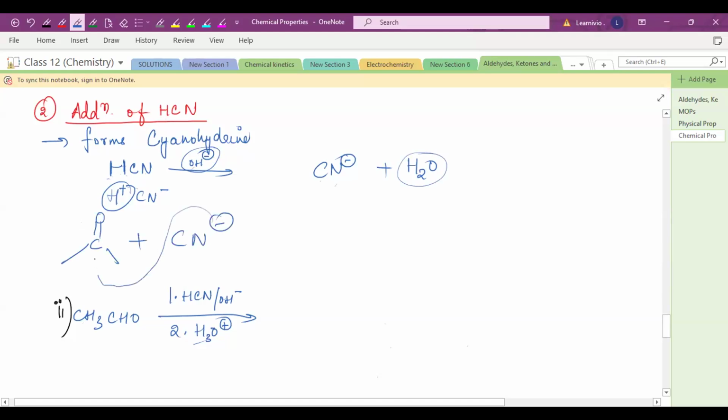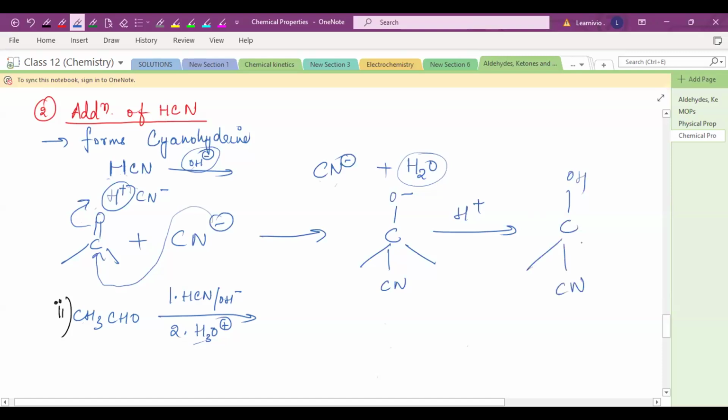This nucleophile will attack this carbon center. This bond will shift here, so it will give you O minus and CN in this structure. Then, on further acidification, it will give you OH. The hydrogen will get attached to this oxygen and give you this structure. So what is this structure? This is your cyanohydrin.